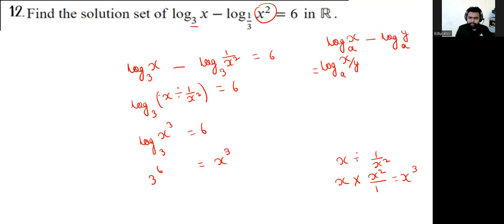I need to remove this 3. How could I remove this 3? I could raise 1/3 over here and 1/3 over here. So this 3 and 3 will cancel out. And I can write 2 over there, right? So x should be equal to 9 and that's my answer. This is how we are going to solve.